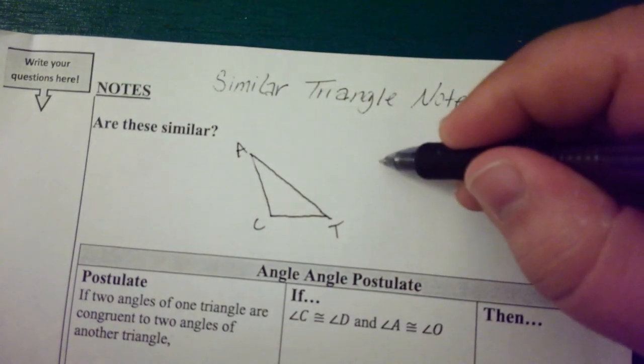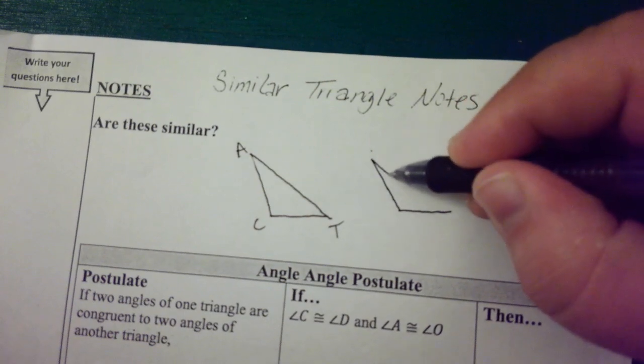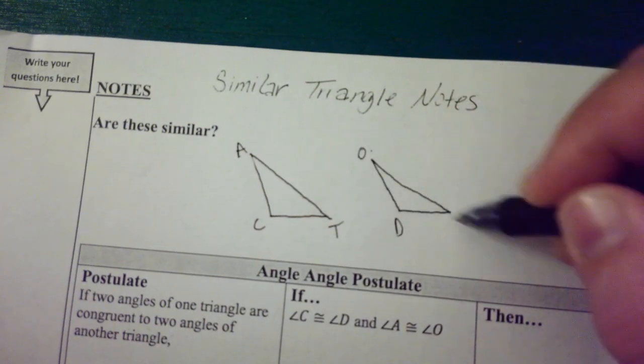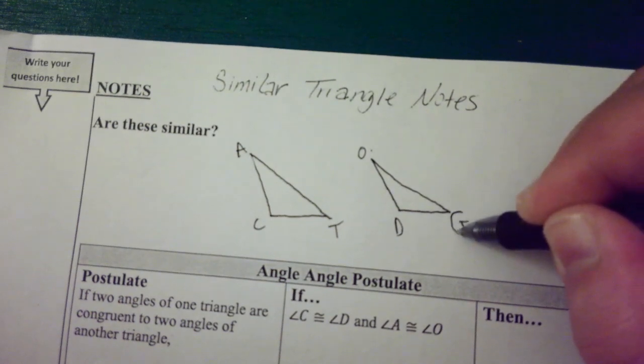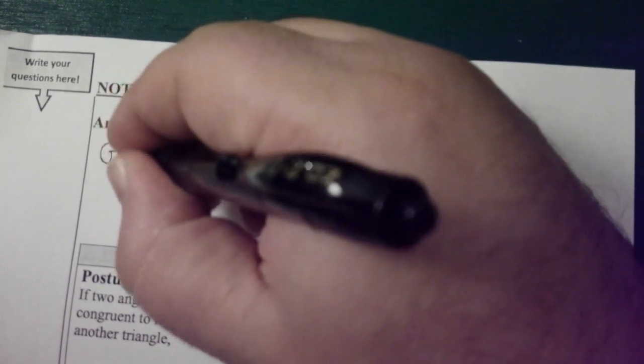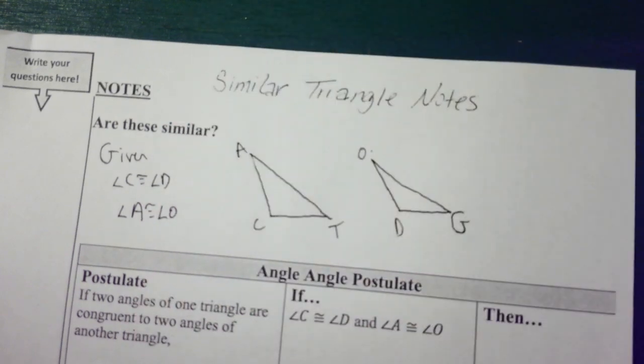And we've got this triangle here. And we're going to call this triangle Triangle DOG. Okay? So, if we are told that angle C is congruent to angle D, and angle A is congruent to angle O, is that enough to say these two triangles are congruent?